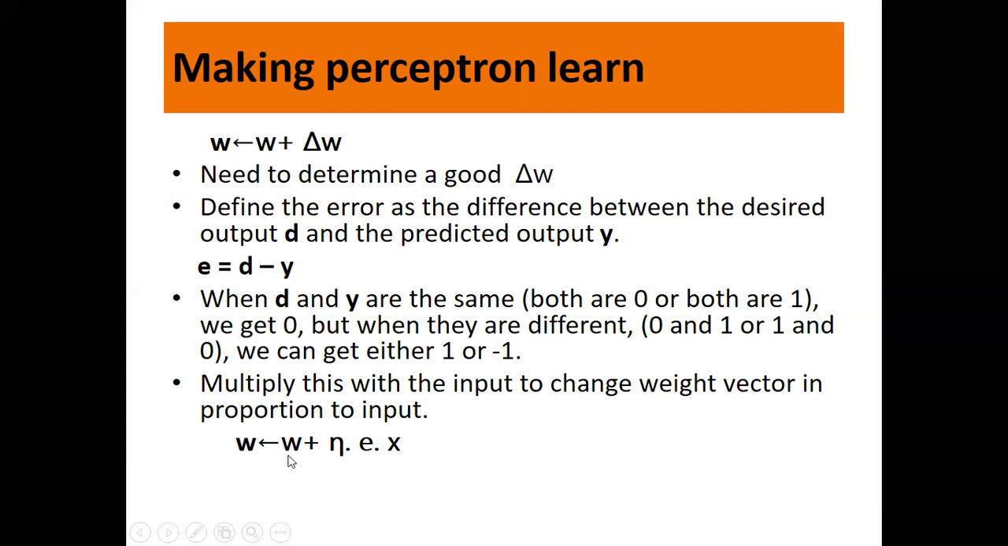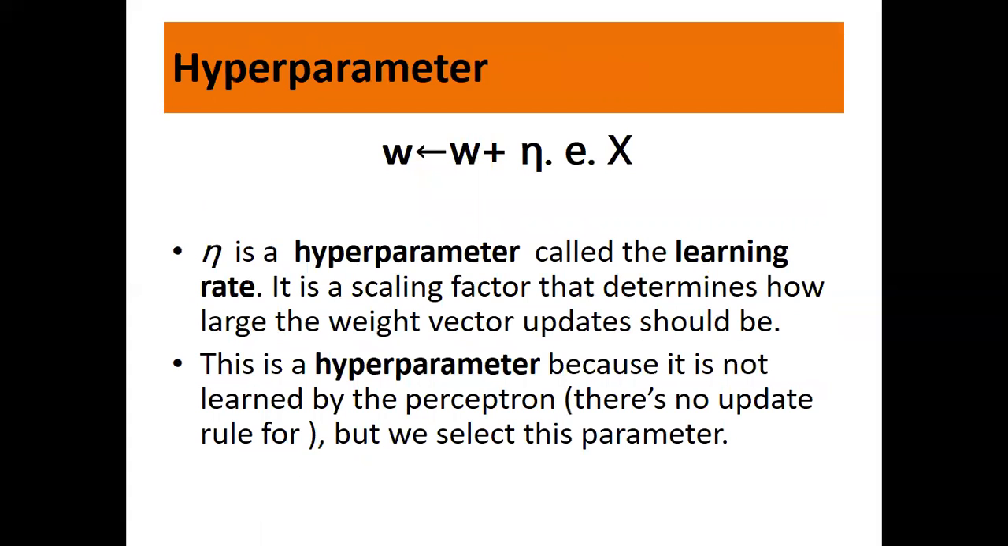So now this is our weight updation rule. We are updating our weight, taking into consideration the error, the input and the eta. Now eta is nothing but the learning rate. So this is our weight update rule. Fine.